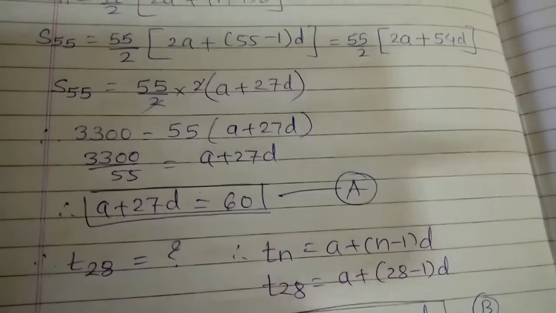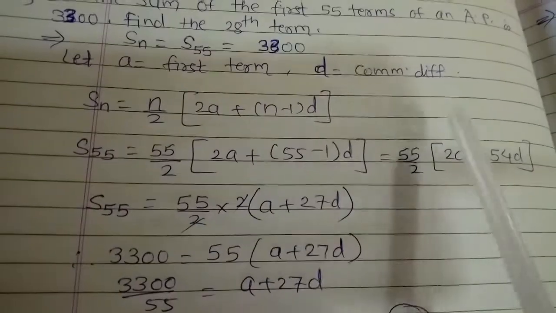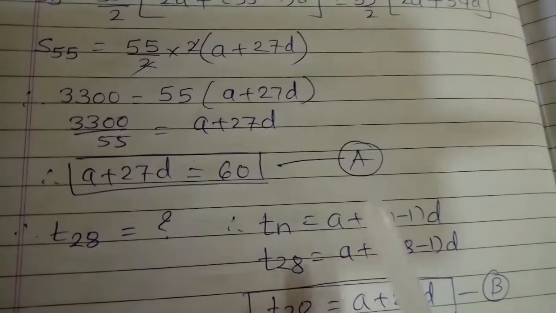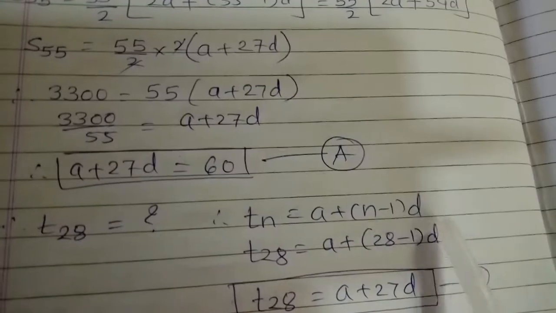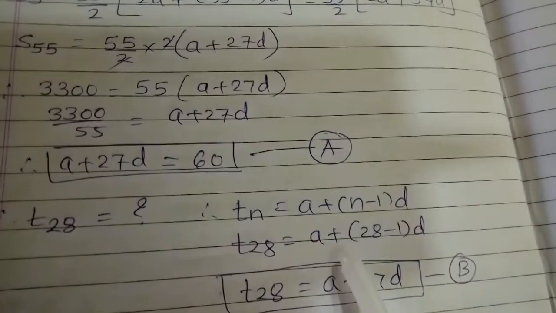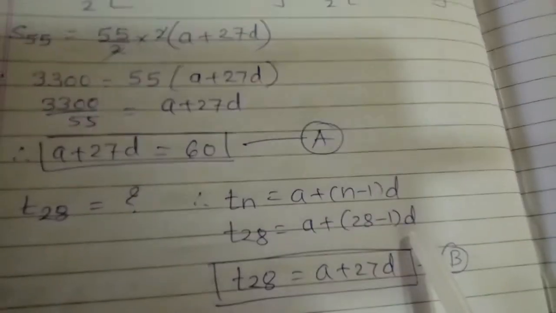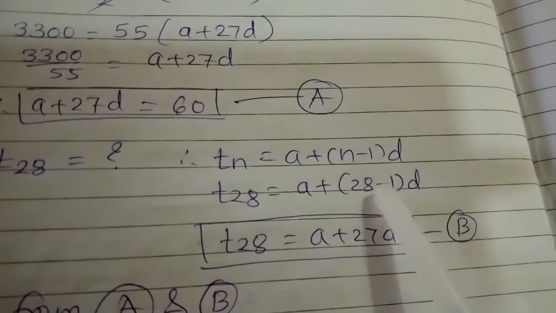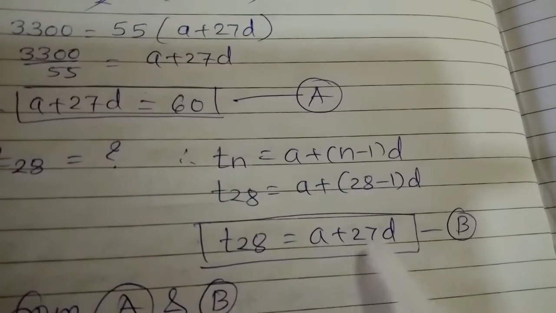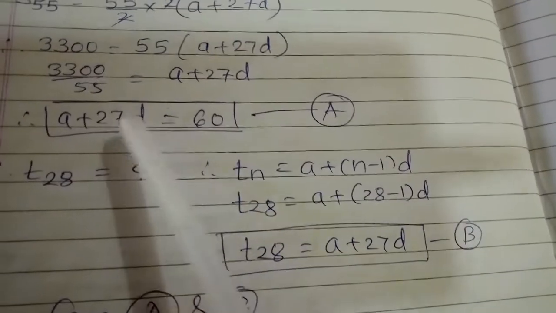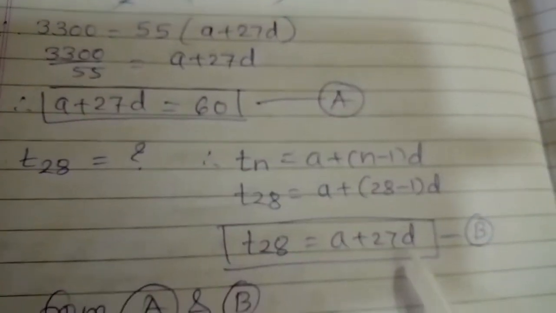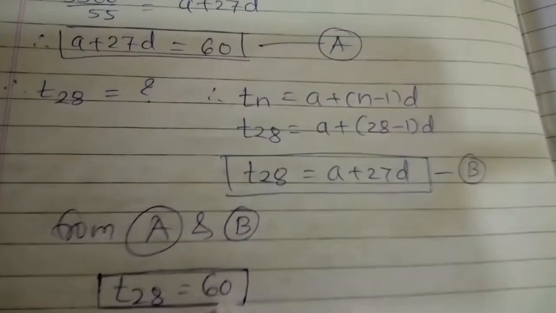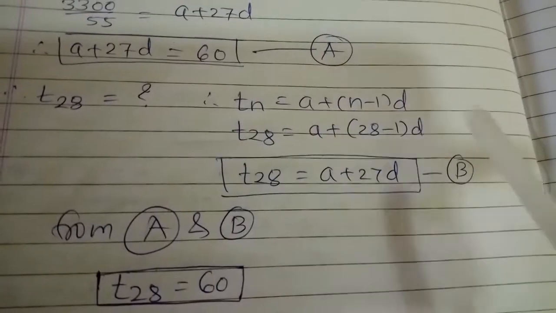Now we have to find out the 28th term. So we use the formula for Tn, that is Tn is equal to a plus (n minus 1) into d. T28 is equal to a plus (28 minus 1) into d. So T28 is equal to a plus 27d. The subtraction is this one. And we already found the value of this a plus 27d in A, that is 60. So here we can write 60. So the 28th term is 60, by comparing this A and B.